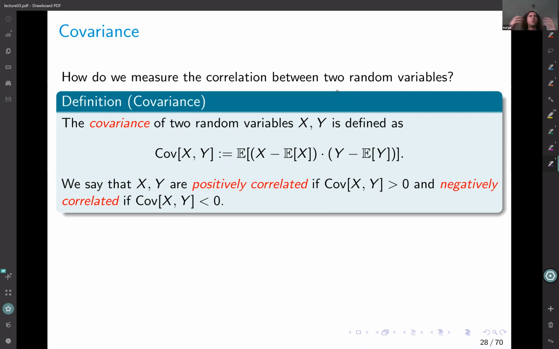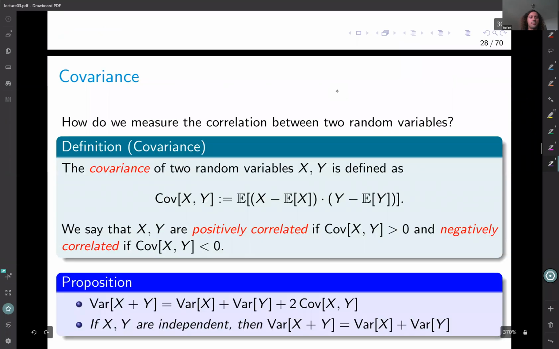It's not fully capturing all these kinds of situations, but it is a proxy for it. And they're negatively correlated if this covariance is less than 0, because intuitively, whenever x is big, you should expect y to be small, smaller than its average. And whenever y is big, x is small. So this is the intuition that the covariance is trying to capture.